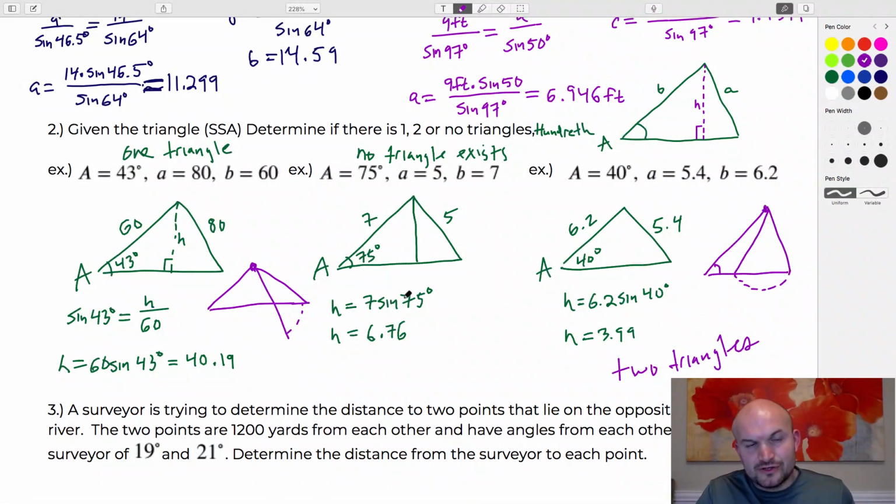And again, the easy thing to remember is when you find the height, as long as your opposite side is larger than your height, right? So it can't be shorter. I'm sorry, it can't be bigger. As long as your height is not bigger than your sides, then you have a triangle. Then all we have to do is compare these two sides. If the far side is larger, then it's one triangle. If the far side is shorter than the other side, then it's going to be a two triangle system.